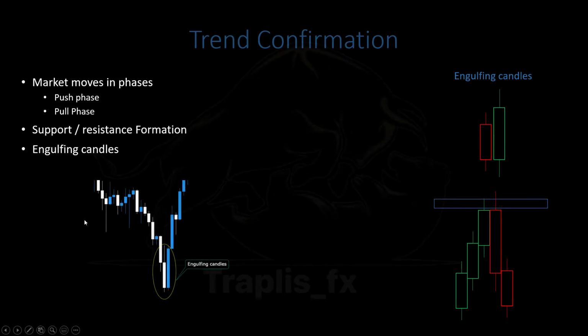For example, you have this. So price is coming down. You have a small bearish candle, then followed by a big bullish candle. And you see what the next candle was? It was another bullish candle. So that's what an engulfing candle means. So that's one type of confirmation.